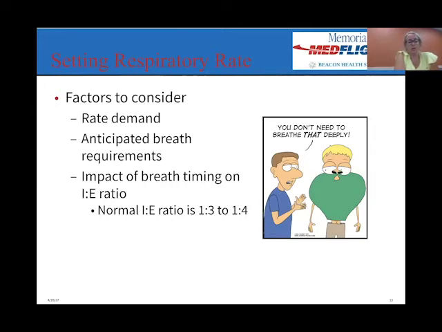Breathing is impacted by your IE ratio, which is important with, say, your asthmatic. Your asthmatic is probably going to have a longer exhalation time because they're trying to blow off that CO2 and get those airways opened up. So you may need to change your I time, and as you change your I time, it's going to change your expiratory time. Pretty normal is 1 to 3, 1 to 4, and that is changed based on whatever your rate is set at. So if you have your rate set at 12, that's going to be a different IE than if you had your rate set at 20.